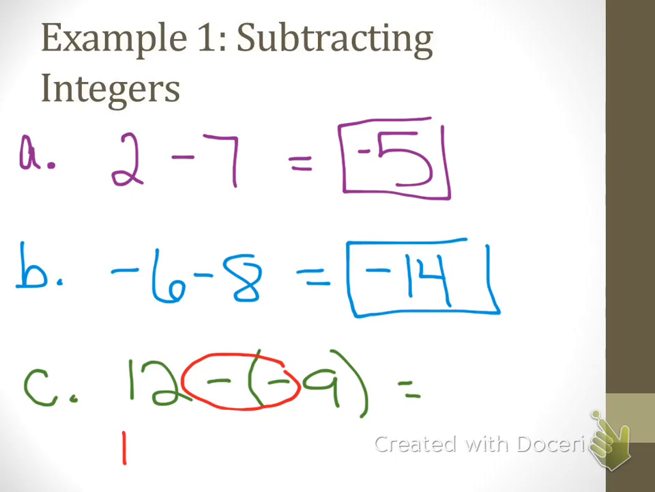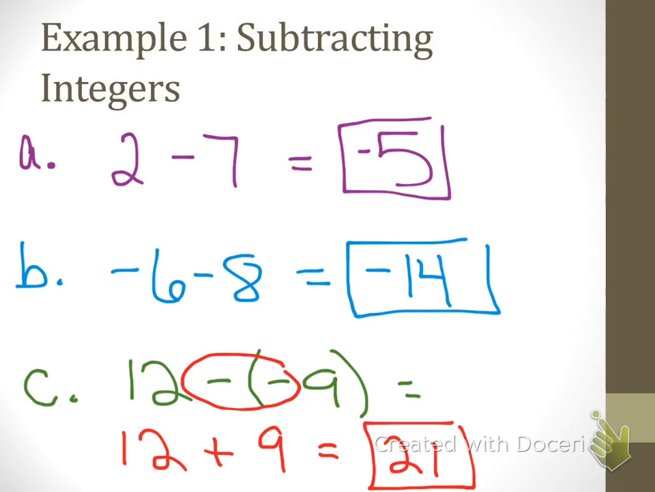And when we see that, we change it. It's almost like they cancel out, and they cancel out to make a positive. 12 plus 9 is 21. So anytime you see a double negative in an expression, the first thing you need to do is change it to a positive. And you only change that part of the expression. That's the only time you're going to change a sign, okay, is when you have a double negative.